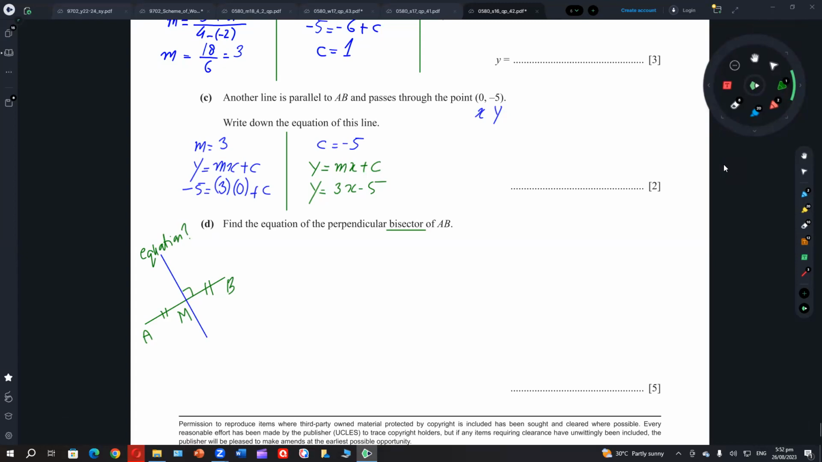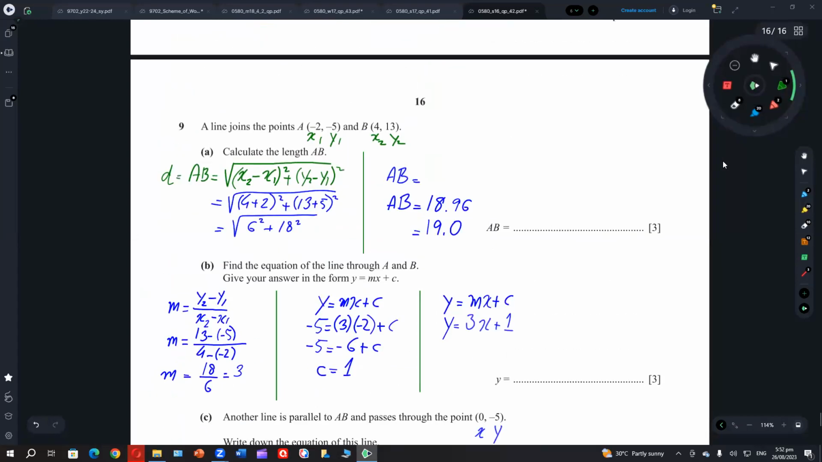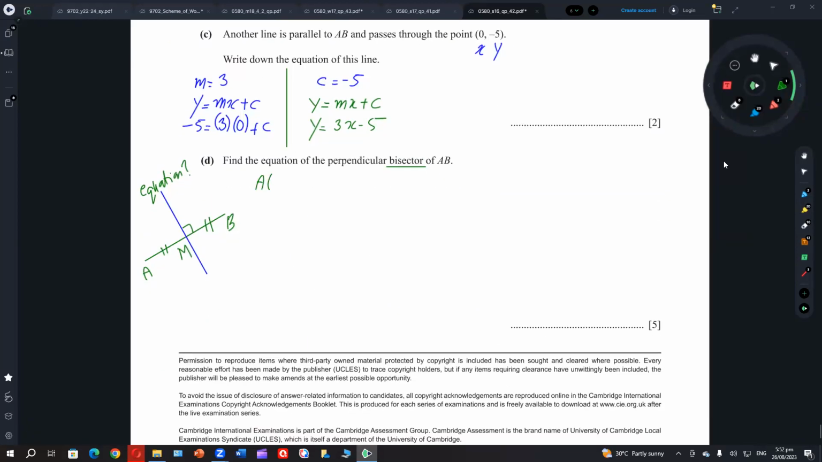We need to find the equation. So first we find the perpendicular. First we look for the midpoint of AB. We already have it or no? 1 to -2, -2.